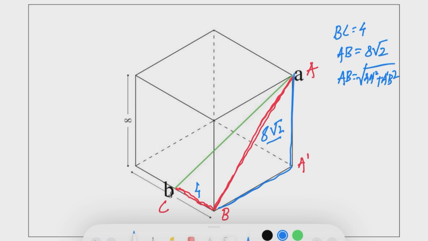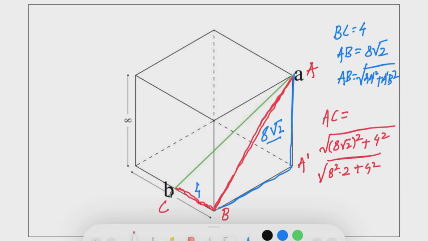Now AC is your hypotenuse. So when you have AC as your hypotenuse, the length AC in this case will be equal to the whole root of 8 root 2 whole square plus 4 square. So what do we do from here? We get 8 square into 2, because root 2 square will become 2, and then we have 4 square.